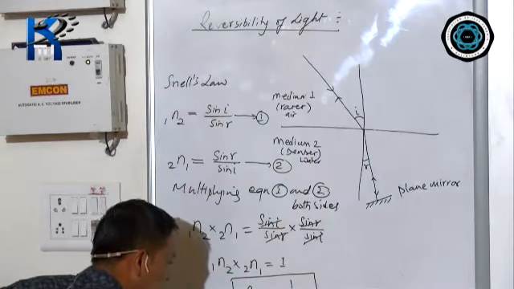So the principle of reversibility of light clearly says that when the path of light is reversible, we can simply determine the refractive index of one with respect to another. So that means the refractive indices of two mediums are simply reciprocal to each other.